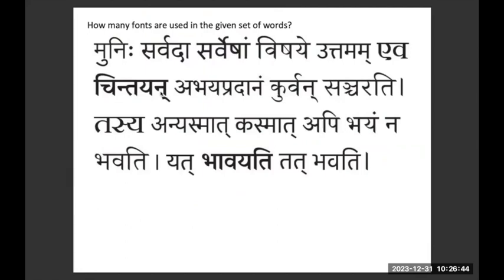Here you have to guess how many fonts are used in the given set of words. You're given some set of words, you have to find the number of fonts that are present here.